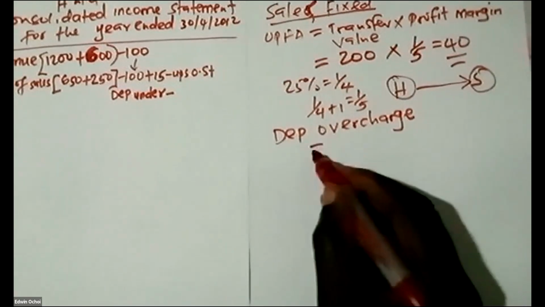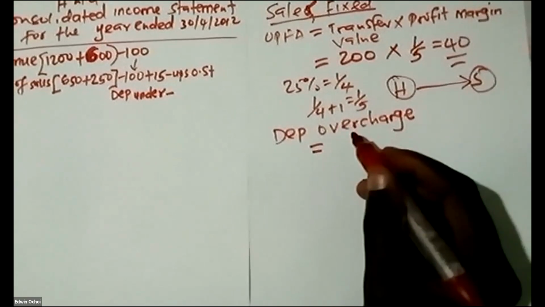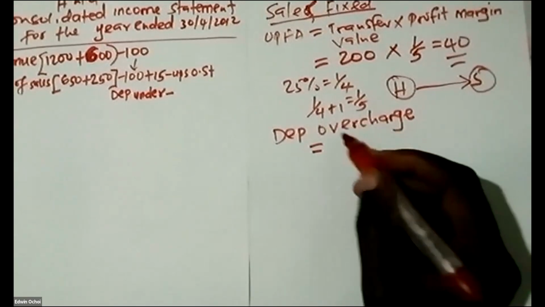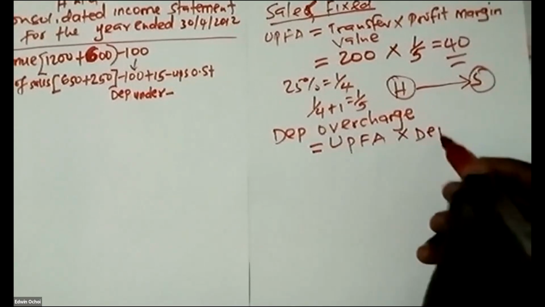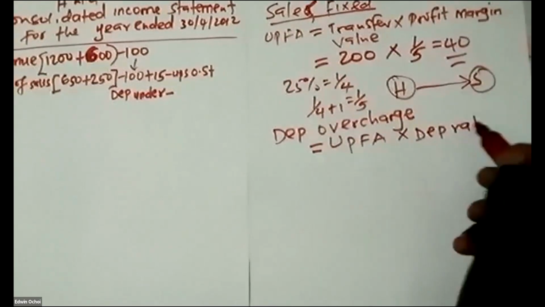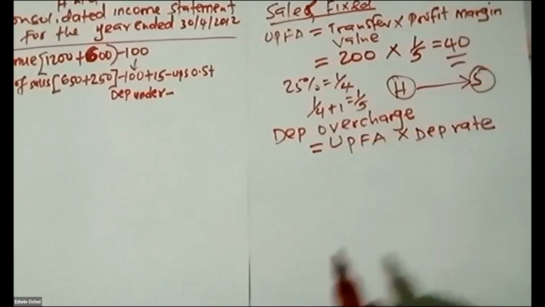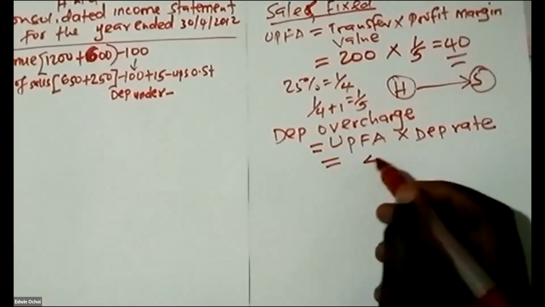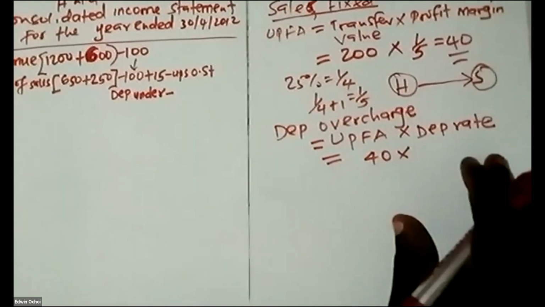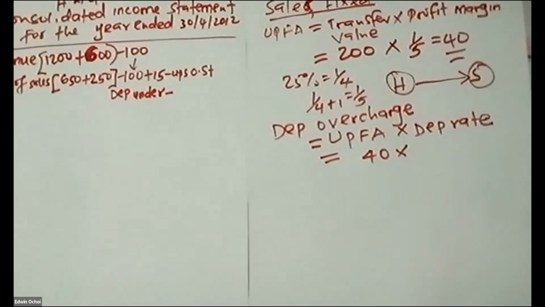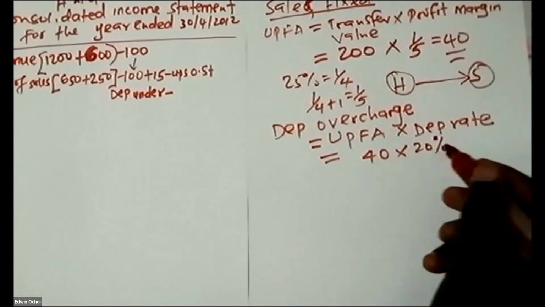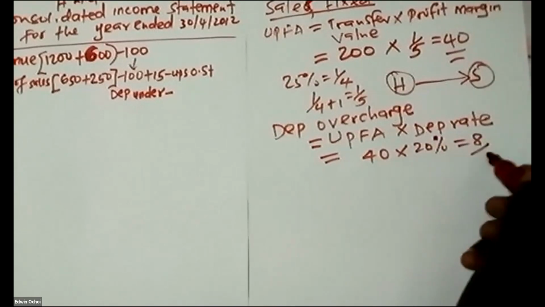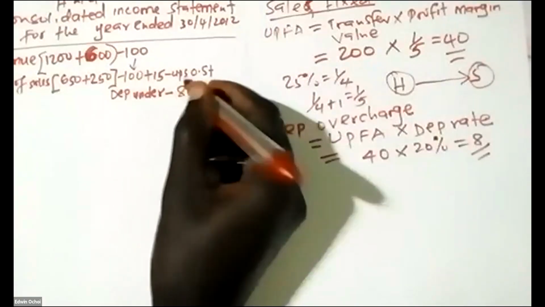So for the depreciation overcharge, you take the UPFA you have times the depreciation rate. UPFA is 40. The depreciation rate, you are told in statement 4, was 20%. So you get 8. So 8 is what you subtract there.